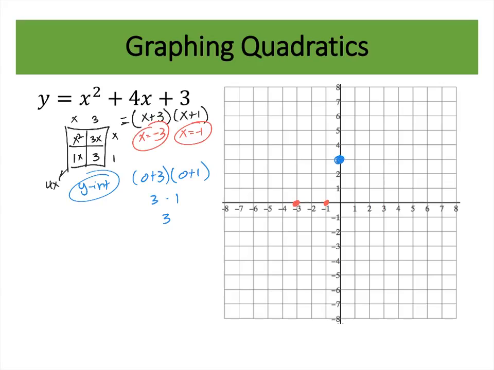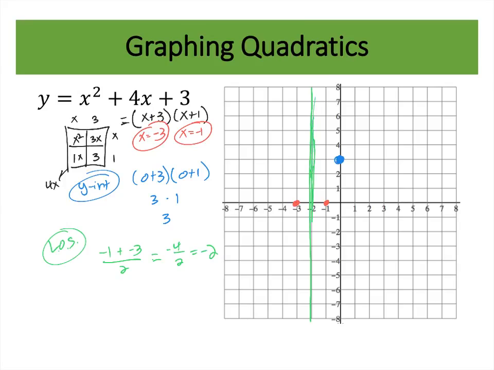Now I need my line of symmetry. And that's the average of the x-intercepts, so negative 1 plus negative 3, and then we're taking the average of that, so that's negative 4 over 2, or just negative 2. So I'm going to draw that in as best I can. This is always the hardest part. The line of symmetry is this big green line, and it goes through negative 2.